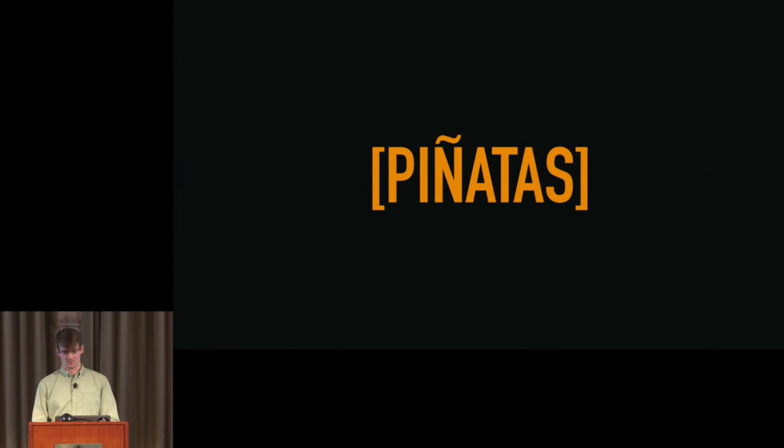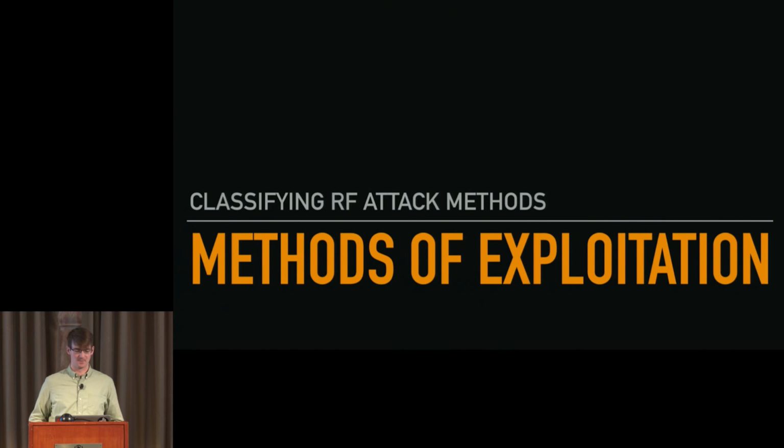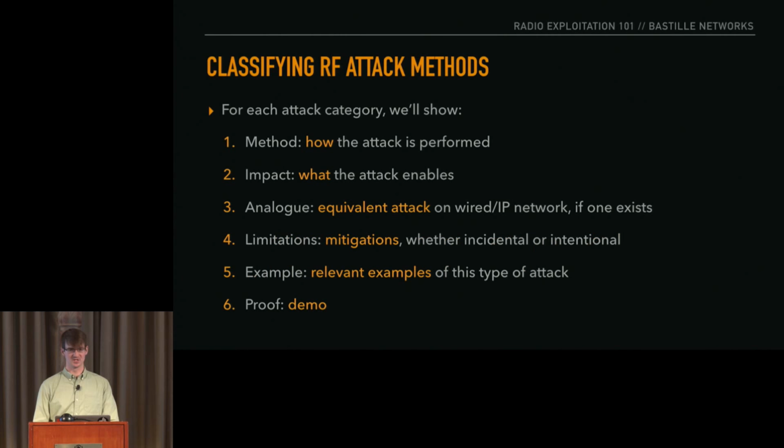So with that whirlwind run through, that brings us to our RF attack methods, our methods of wireless exploitation. And this is our wireless threat taxonomy that we introduced at DEF CON. We've reduced it quite a bit for this shorter format, but we'll take you through 2 techniques that we think are interesting. For each technique, we're going to walk through the method for how the attack is performed, the impact that it enables, that is, what you can do to the victim, and an equivalent analog, if one exists, on a wired or IP network.